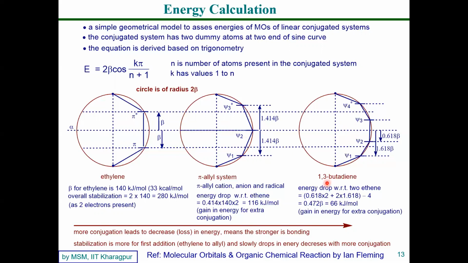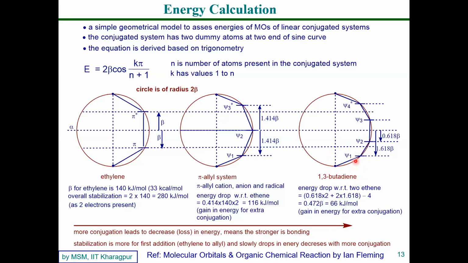Now if you think about 1,3-butadiene, in a similar way we can do the calculation using k equal to 1 here, k equal to 2, k equal to 3, and so on. For k equal to 1 you get 1.618 beta, and for k equal to 2, 0.618 beta. So total how much? 1,3-butadiene has 4 electrons, so you have to multiply. This will be filled, and this will also be filled, having 2 electrons here and 2 electrons there.